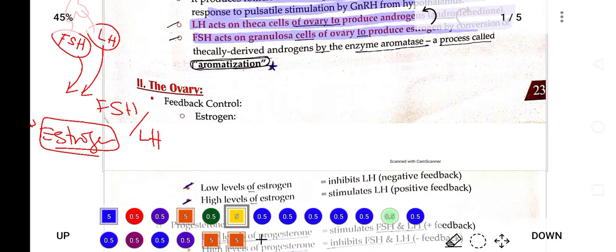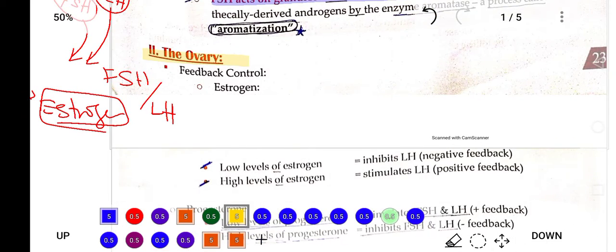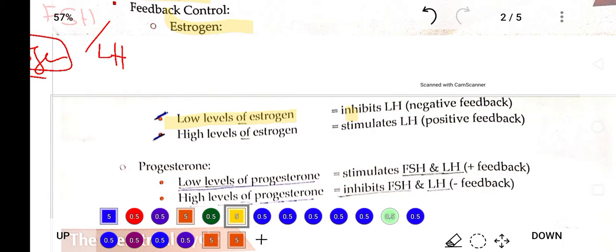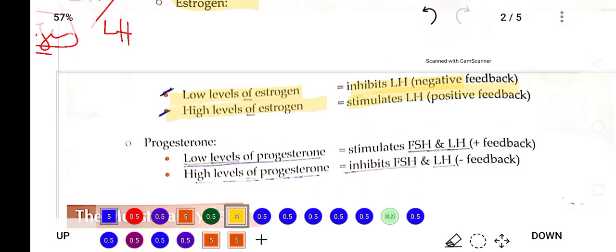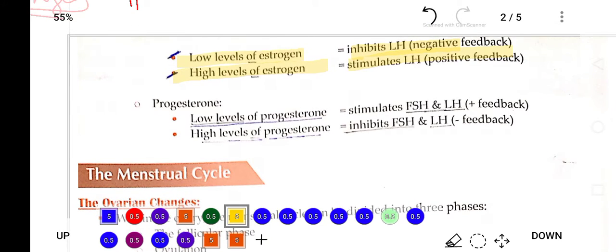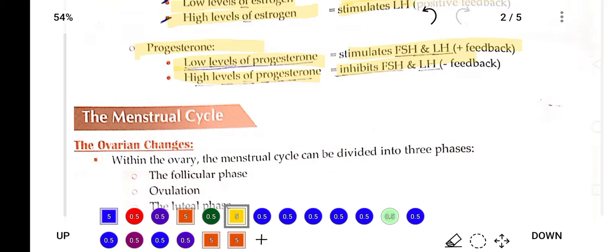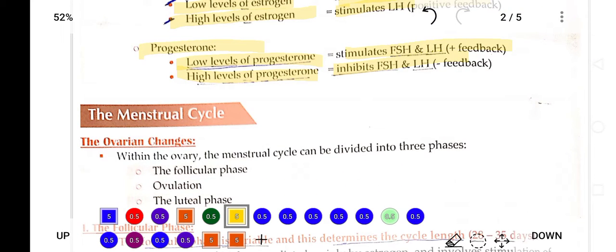On stimulation by FSH and LH, the ovaries produce estrogen, and that estrogen exerts effects on different processes. The ovaries have feedback control of estrogen production. A low level of estrogen inhibits LH, while a high level of estrogen stimulates LH production. So in this way, a regulation or feedback mechanism occurs. Now progesterone: when a low level of progesterone occurs, there is stimulation of FSH and LH. If there is a high level of progesterone, then there is inhibition of FSH and LH. So in this way, this feedback mechanism is controlled.